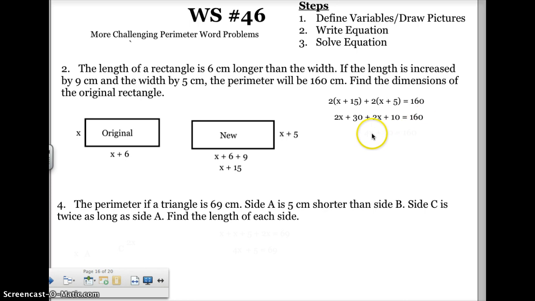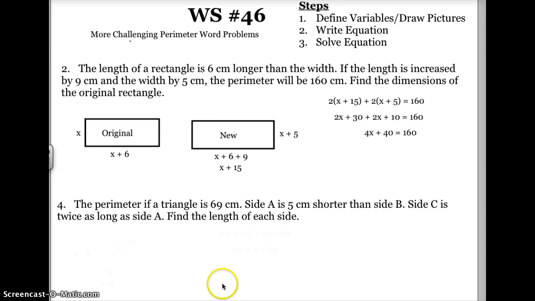Now when I combine my like terms on the left side of the equation, I get 4x, because I'm going to combine my 2x here and my 2x there to make 4x, plus 40, which is 30 plus 10, is equal to 160. And again, now I've made it into a simple two-step equation, which you should be able to do, and I'm not going to go on and show any more of that work besides what I've done. Let's look at the next problem.